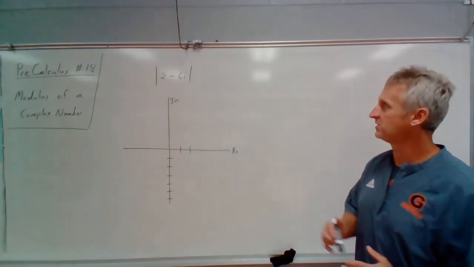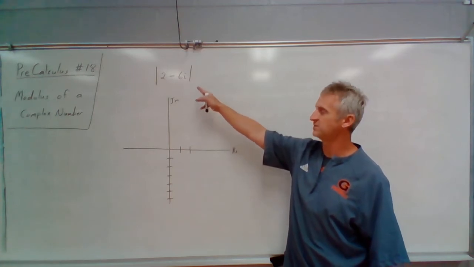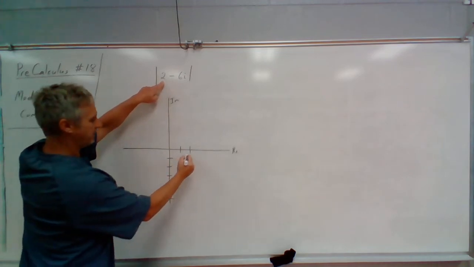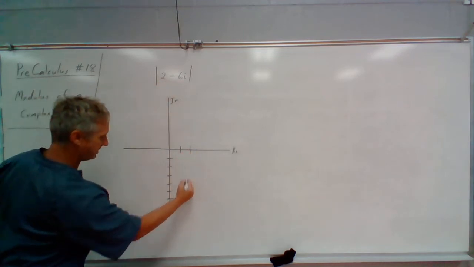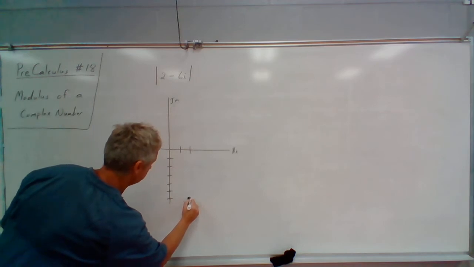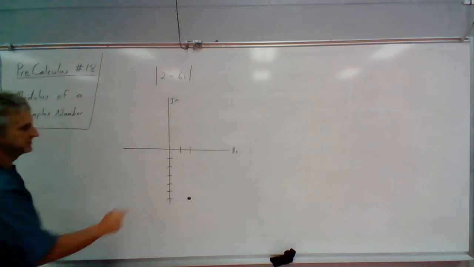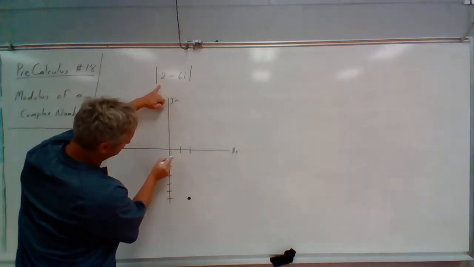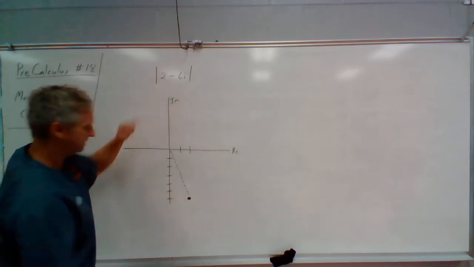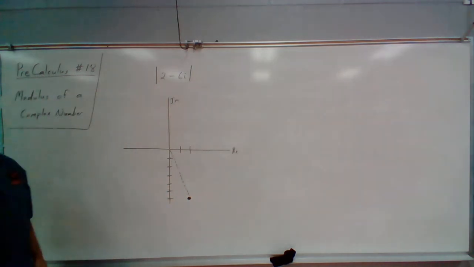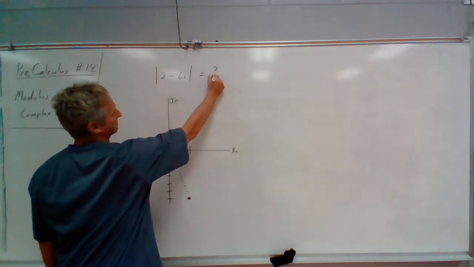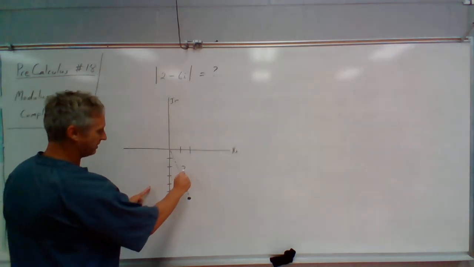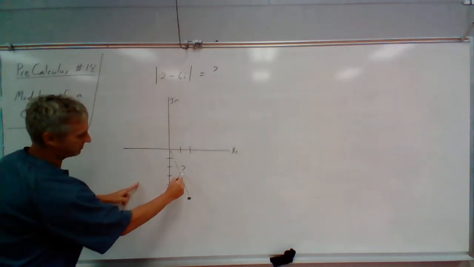All right, let's do another example. Let's find the modulus, or the absolute value, of 2 minus 6i. Okay, so let's plot this on the complex plane. The real part is 2, and the imaginary part is negative 6. 1, 2, 3, 4, 5, 6. All right, so the modulus, or the absolute value of 2 minus 6i, would just be this distance. So let's call that question mark. So the modulus of 2 minus 6i is question mark.